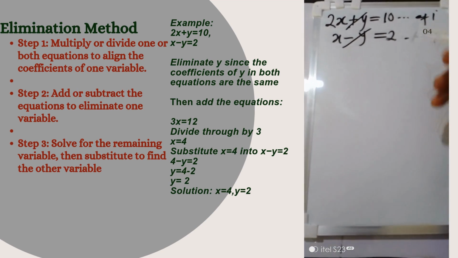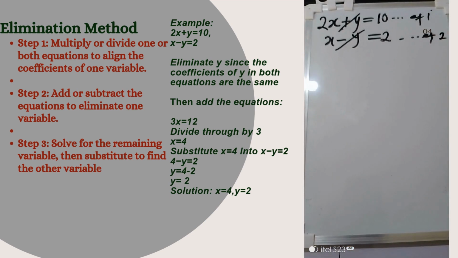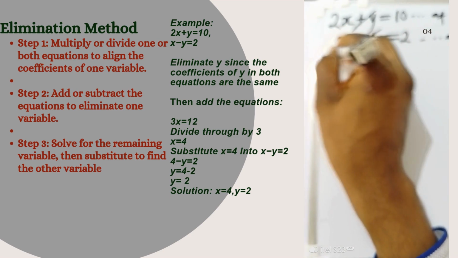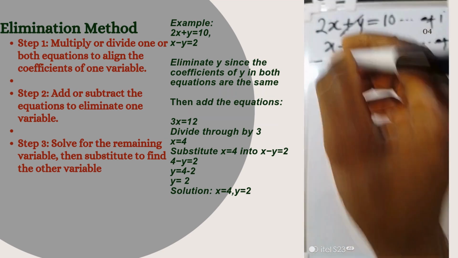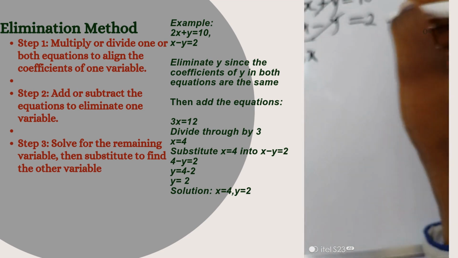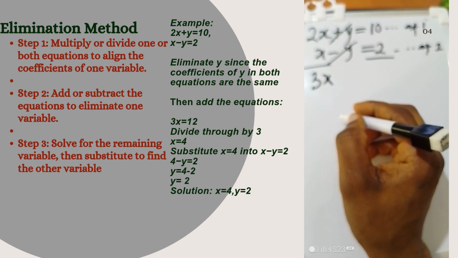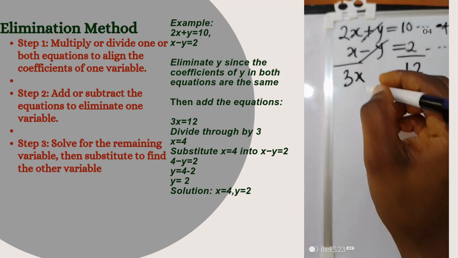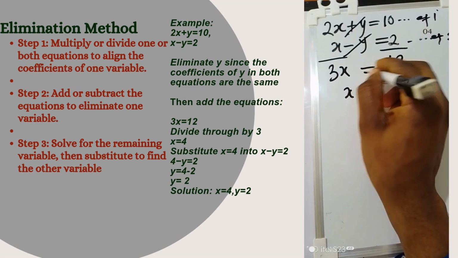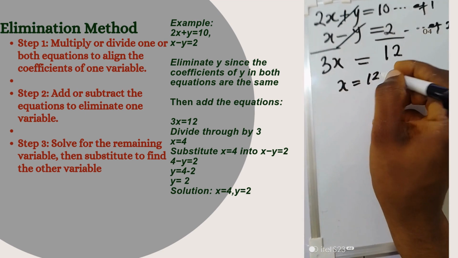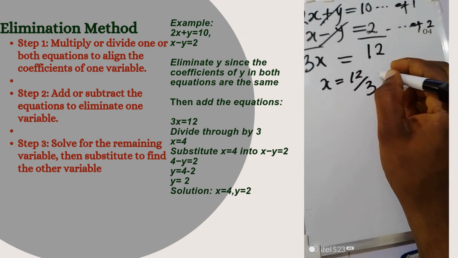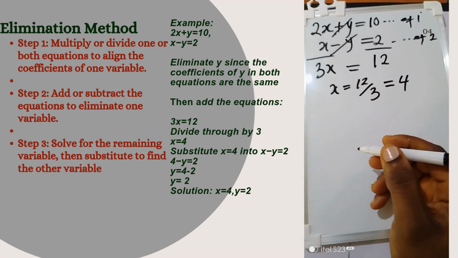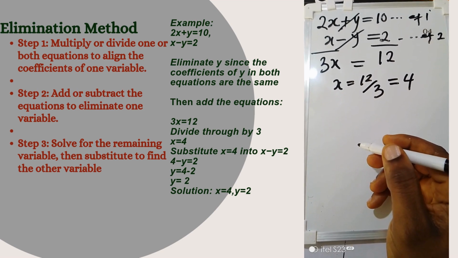So the next thing is to add the left hand side and the right hand side together. On the left hand side we have 2x plus x, which will give you 3x. Then on the right hand side, 10 plus 2 will give you 12. So here you can easily say that x equals 12 over 3. So the value of x equals 4. You can see this is very short, x equals 4.